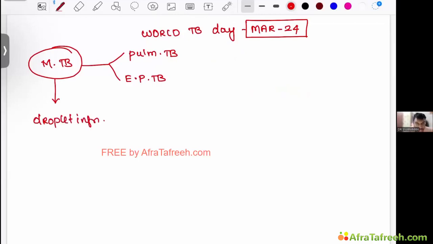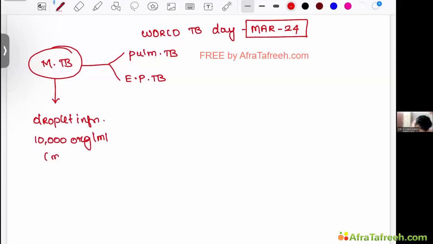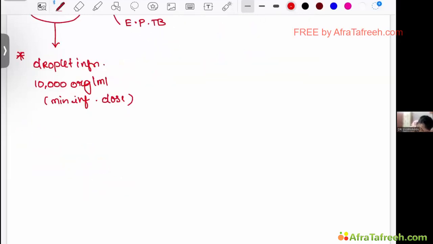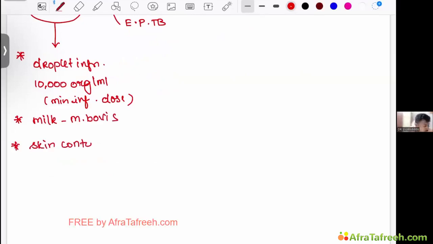Whenever it spreads by droplet, it requires at least 10,000 organisms per ml of sputum to produce infection. So this is the minimal infective dose. It can also spread by milk, by Mycobacterium bovis. It can also spread through skin contact.